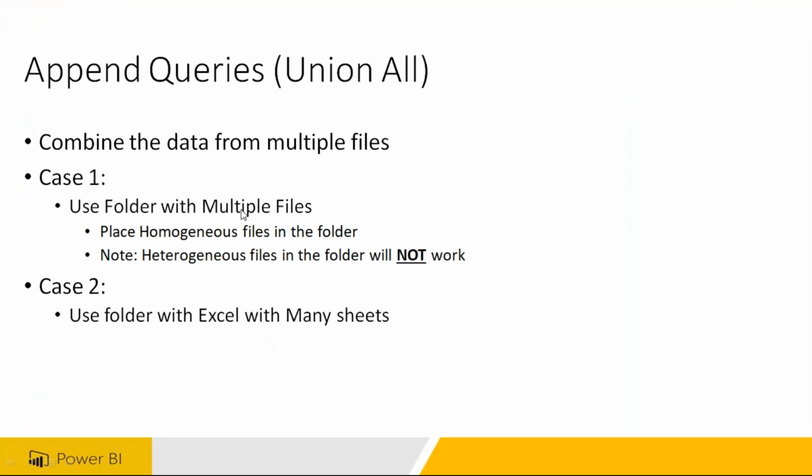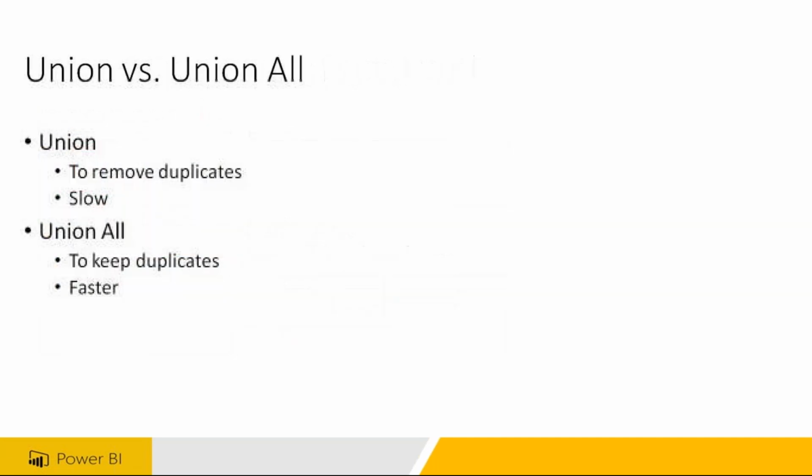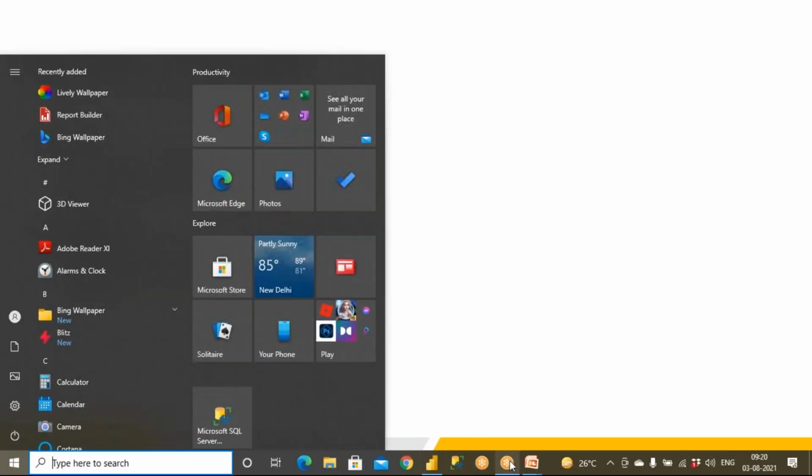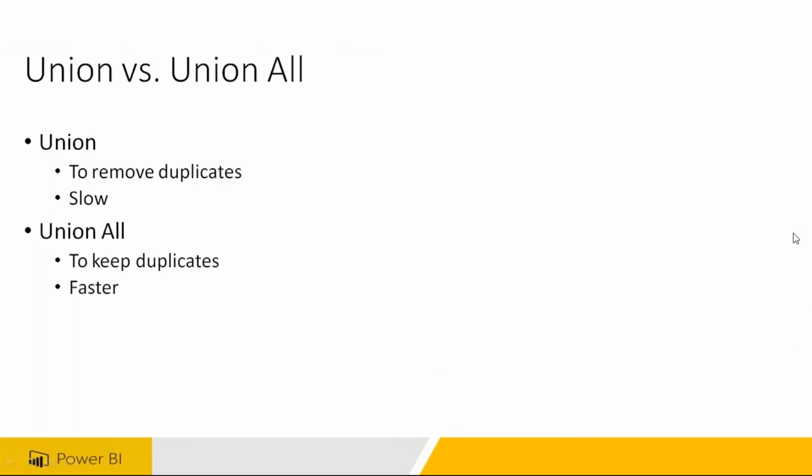Clear? So what is the meaning of union all? That is what I'll discuss now. Union means to remove duplicates. That is what is called a union. Union all means to keep duplicates, which is slow, which is faster. So what is the meaning of this? I'll tell you. Very, very important interview question, guys. What is the difference between union and union all?